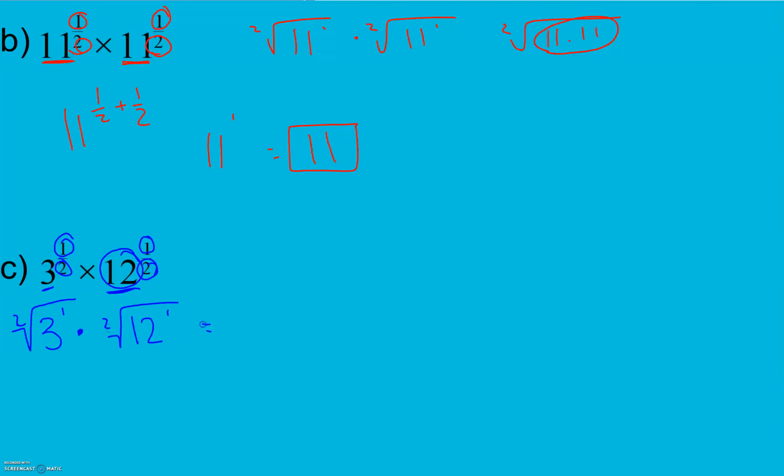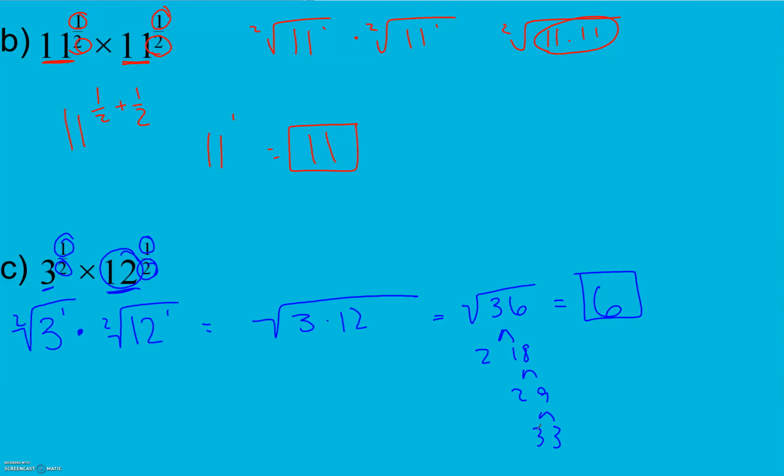index. Since I have the same index, I can write this as 1 and take 3 times 12 with the square root, which is the square root of 36, which is 6. And if you weren't comfortable with that, we could have broken it down into its pieces. We need groups of 2 because of our index.